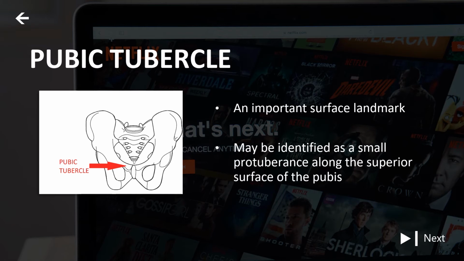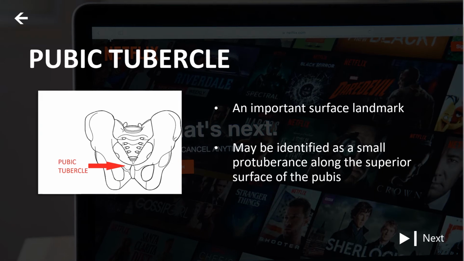Tubercle of the crest. About 2 inches posterior to the anterior superior iliac spine, the outer margin projects to form the tubercle of the crest. The tubercle lies at the level of the body of the fifth lumbar vertebra.